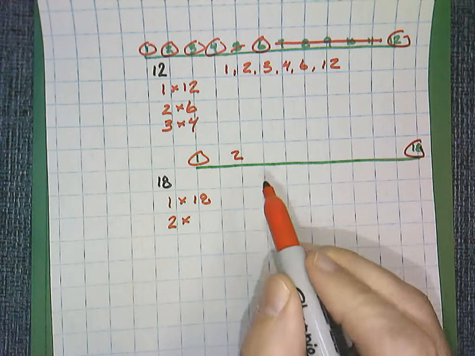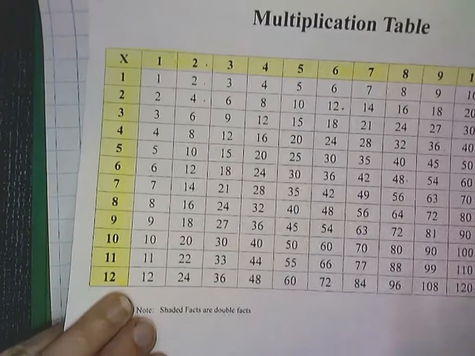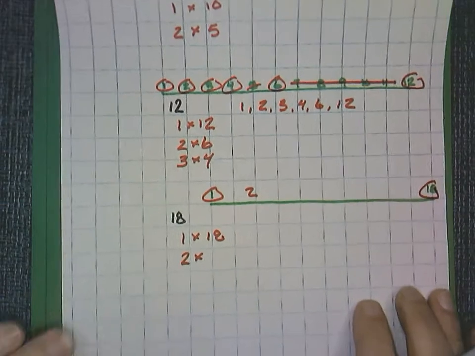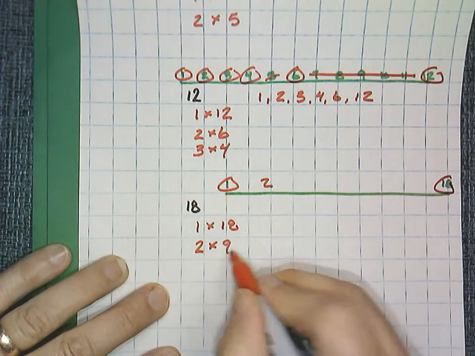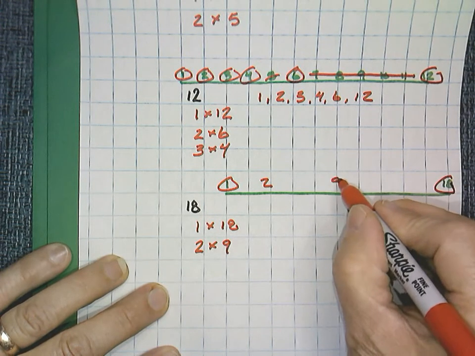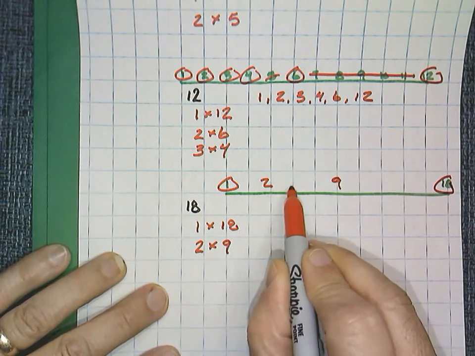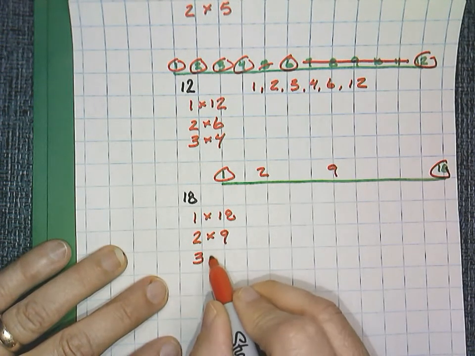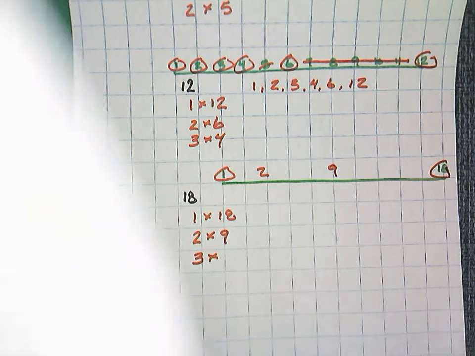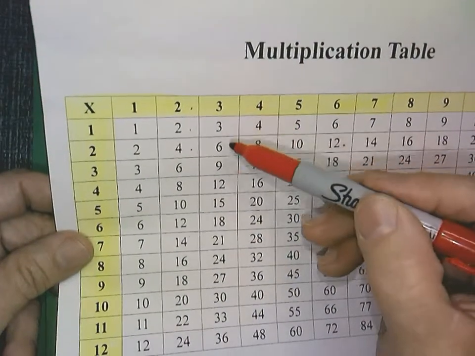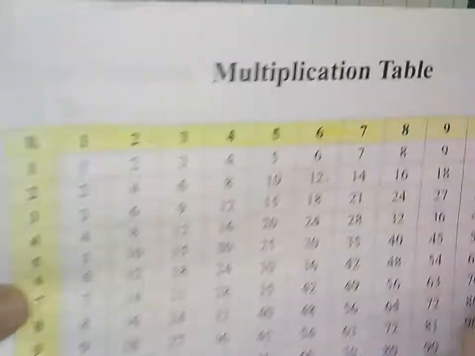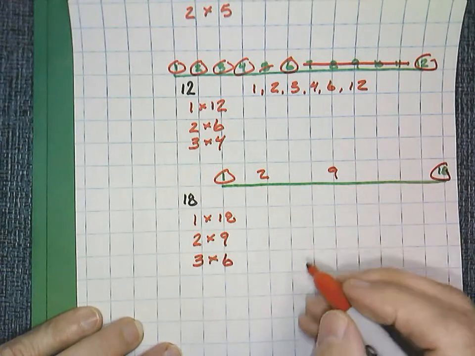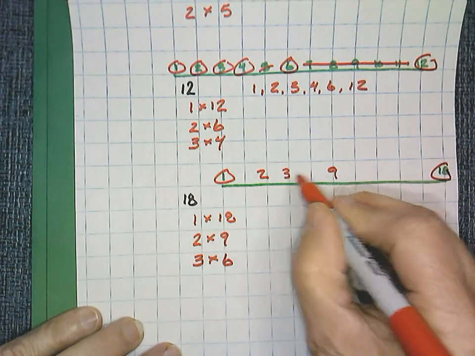And from my knowledge of multiplication, or just using a multiplication table, I know that 2 times 9 is equal to 18. So then I would have 9. Now the next number would be 3. And I know from my knowledge of multiplication that 3 times 6 is equal to 18. So let's see, 3 and 6.